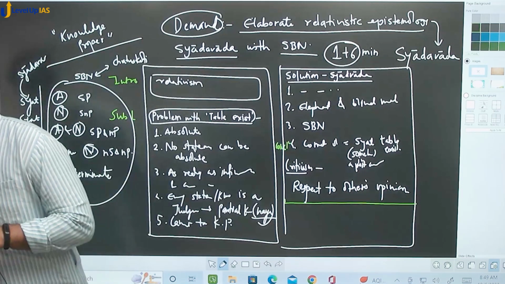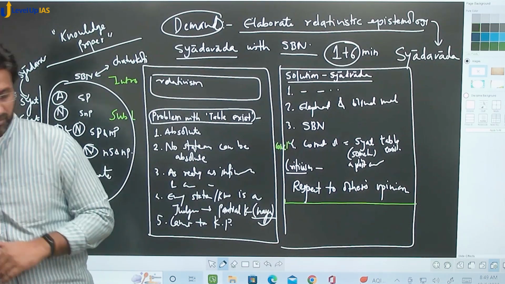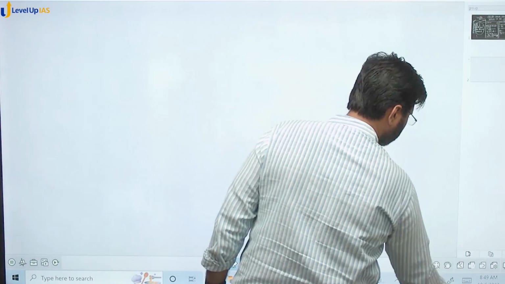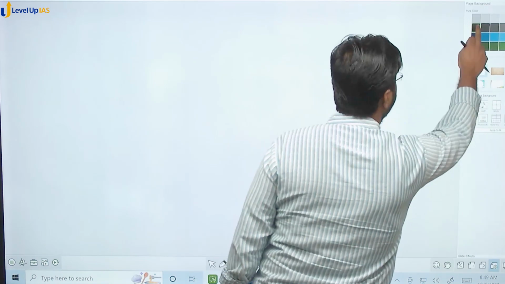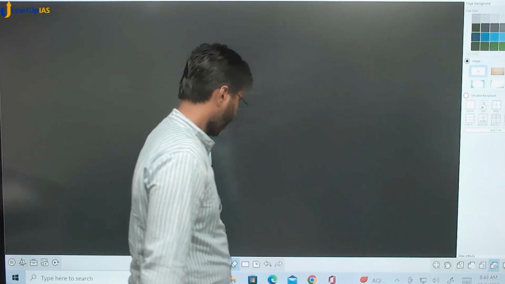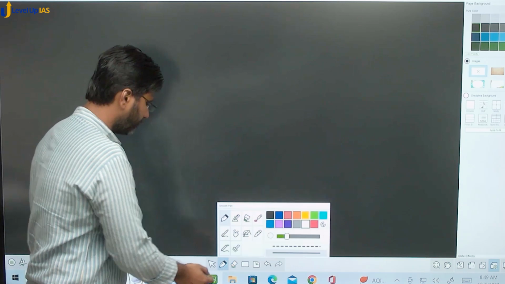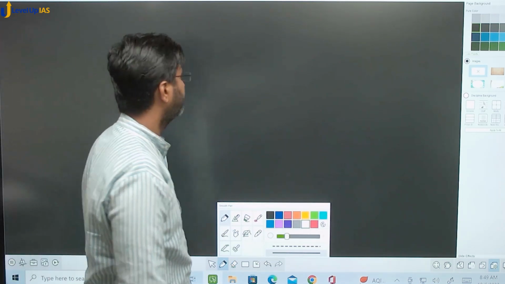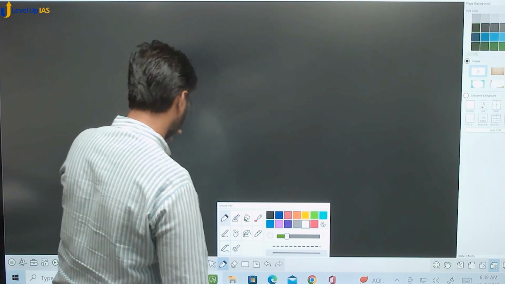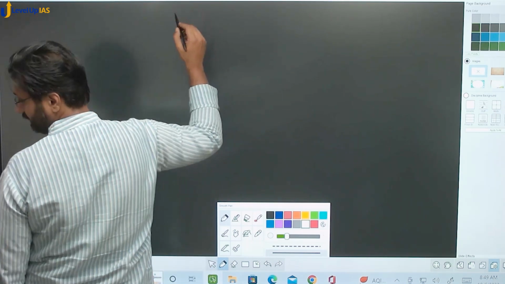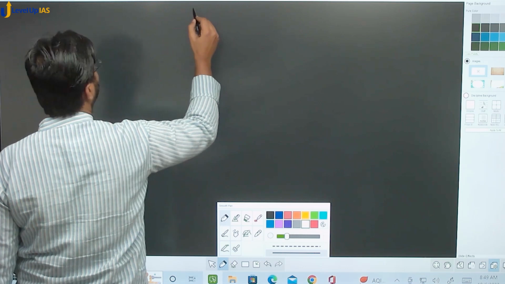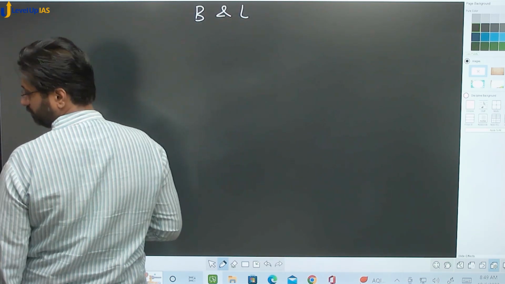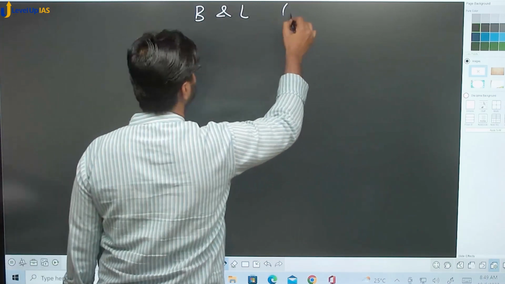You can finish your answer within time, and all the points will also be easily covered. Okay. Let's see the second question. Now this is a 15 marker. The second question is about bondage and liberation. Though it is a 15 marker, the question is not very complicated. This question is simple, straightforward, right? Explain the process of bondage and liberation according to Jainism. This is 15 marks.